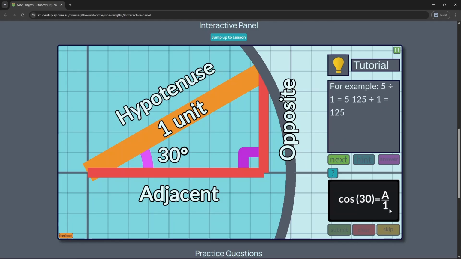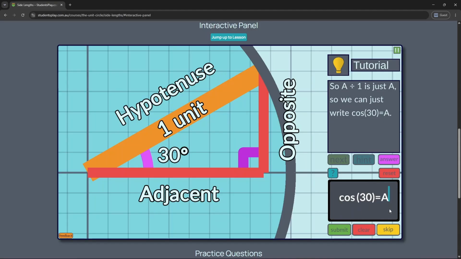For example, 5 divided by 1 is 5, 125 divided by 1 is 125. So A divided by 1 is just A, so we can write cos 30 equals A. We don't need to have the over 1 here. It'll just be the same as just A. Super. So the length of the adjacent side is just cos 30, which we can just put into a calculator.